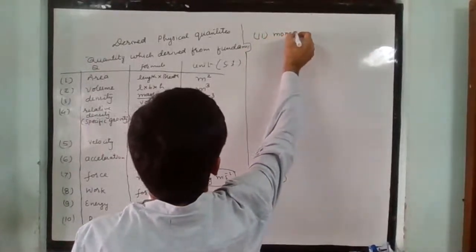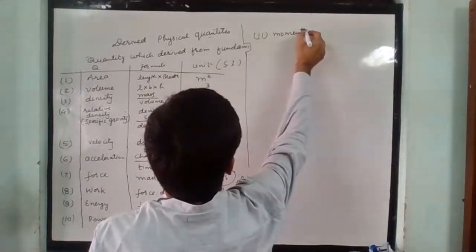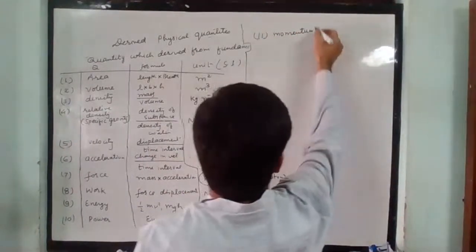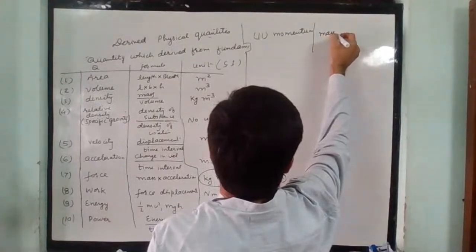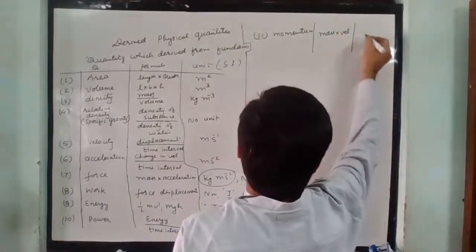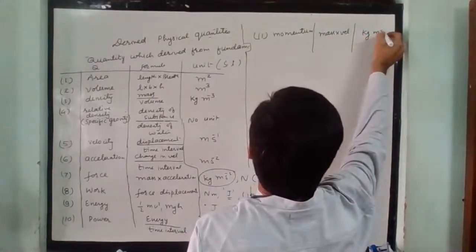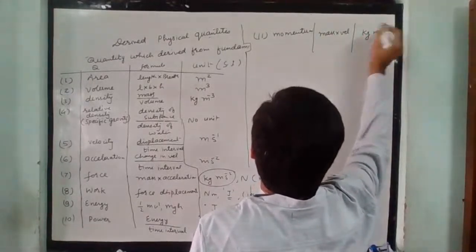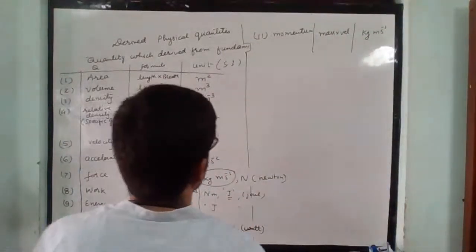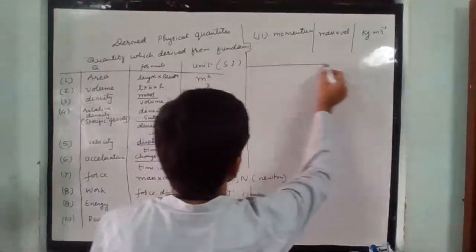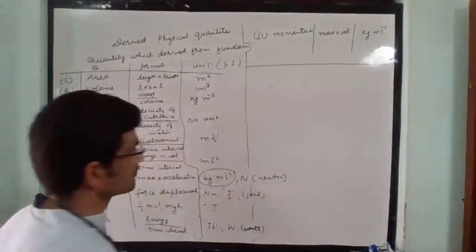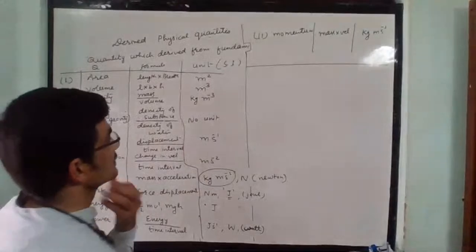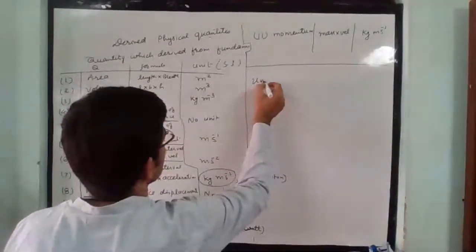Next word, momentum. Momentum is equal to mass into velocity, and its unit is kg meter per second. And some special quantities are generally asked in the examination. One of them is the universal gravitational constant.